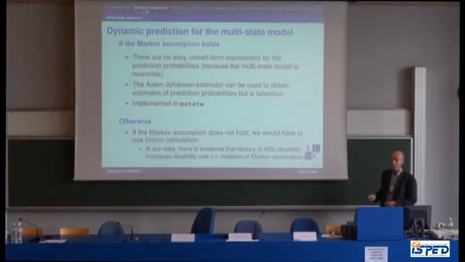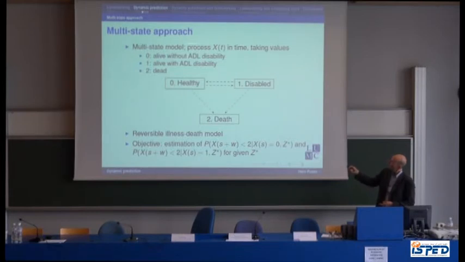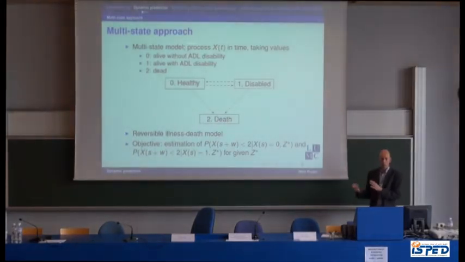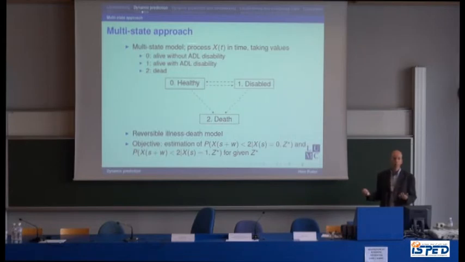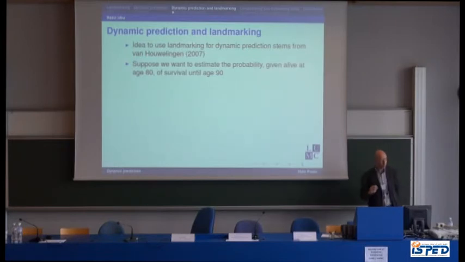And actually in our data there's evidence that the Markov assumption does not hold. I mean, if you look at the picture here, People who have been disabled before and are in the healthy state, they have a higher probability of becoming disabled again. So there is either some memory or maybe some frailty going on, that if you have been disabled before, you're more likely to become disabled again compared to people who have not been disabled before. So that's the violation of the Markov assumption. So the Markov assumption is probably not true here. So there is no easy solution of obtaining dynamic predictions in this context. But there is something rather easy that you can do instead, and that's to use landmarking.